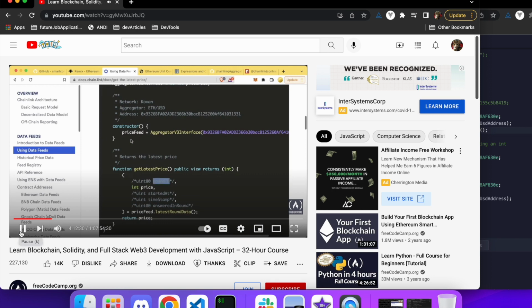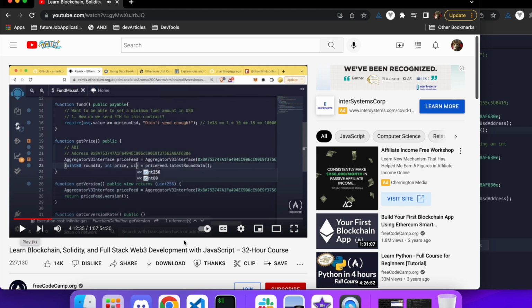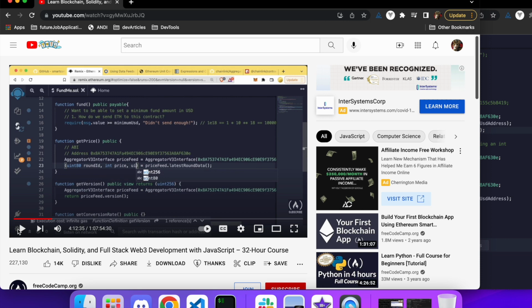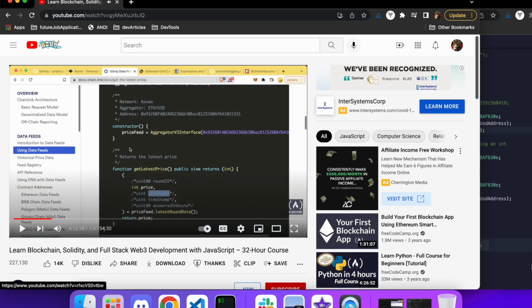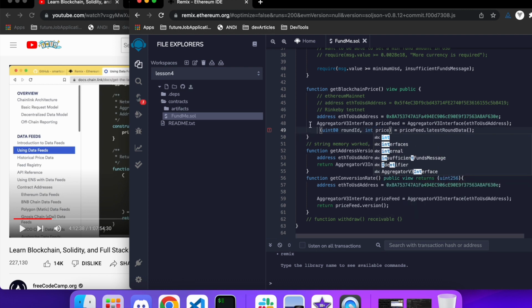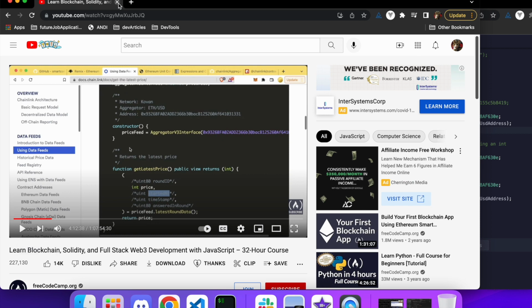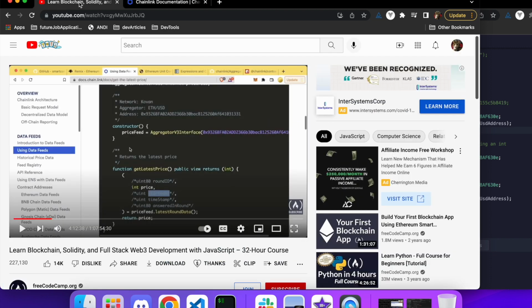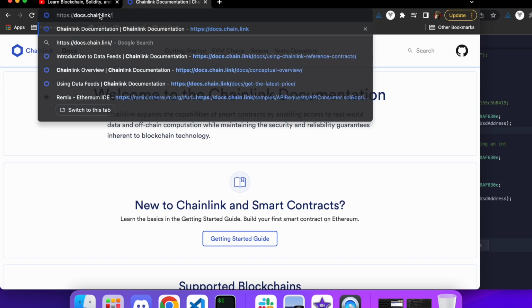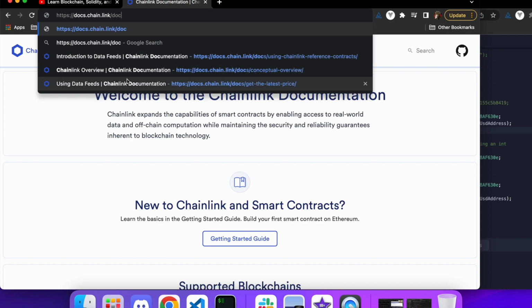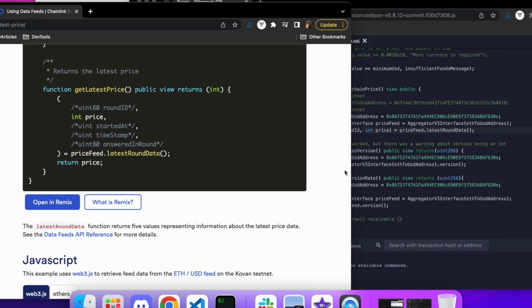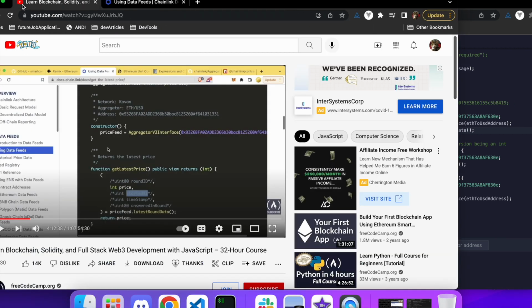We can even look right at the documentation to see what else it returns. Int price, uint, price, uint started at. Okay. Docs at chain link, and then it is /docs, get the latest price. We will look at so it is round ID, not like I capital D.